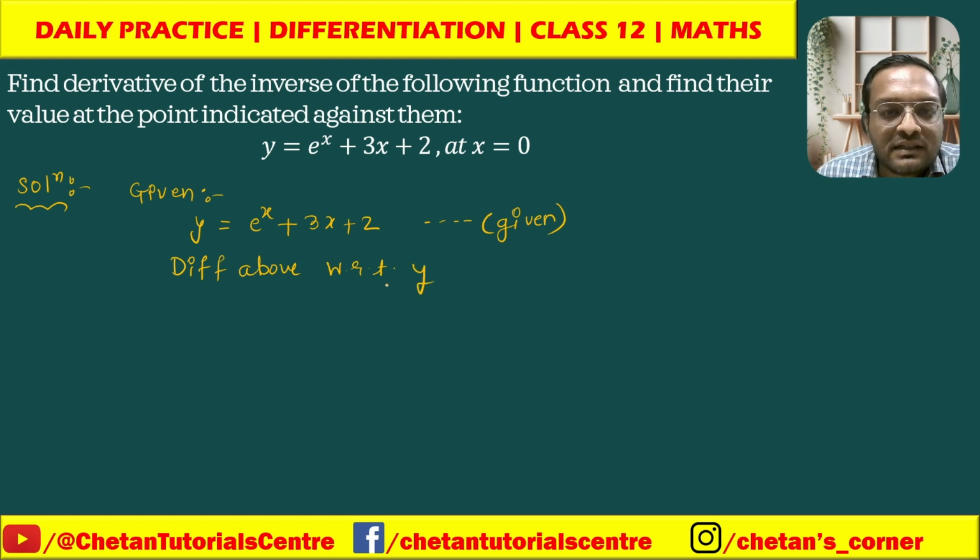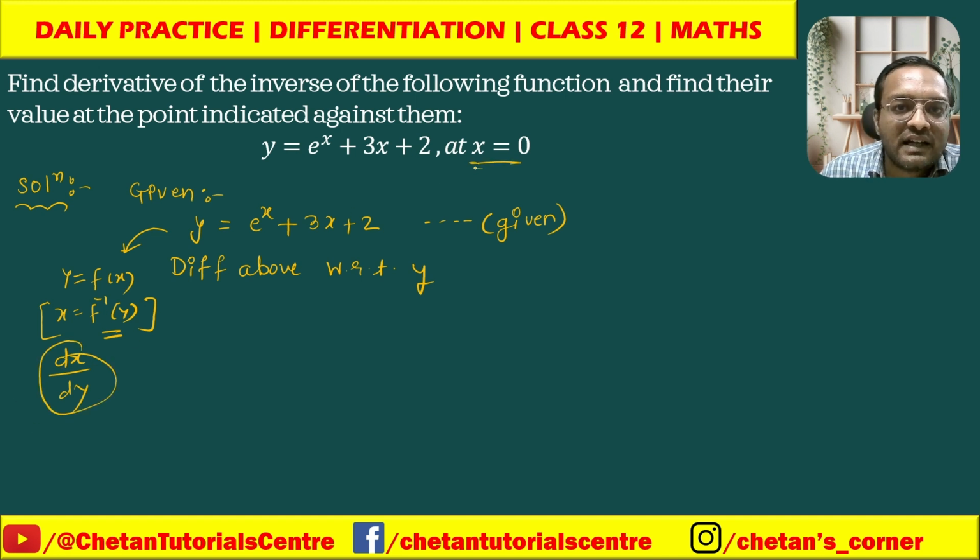Why I am differentiating this with respect to y? Because this is y is equal to f of x and its inverse function is x is equal to f inverse of y, means this inverse function is in terms of y. So I will differentiate this inverse function with respect to y and obtain the derivative of inverse function, that is dx by dy, and then I will substitute the value of x is equal to 0 in this equation and then obtain the value of inverse function at the point indicated against it.